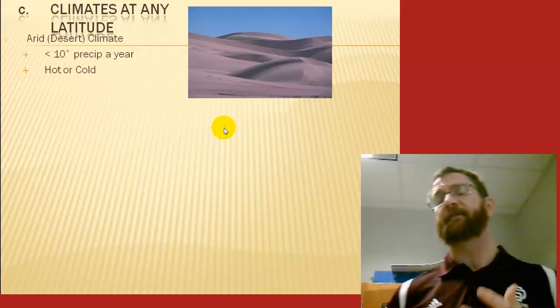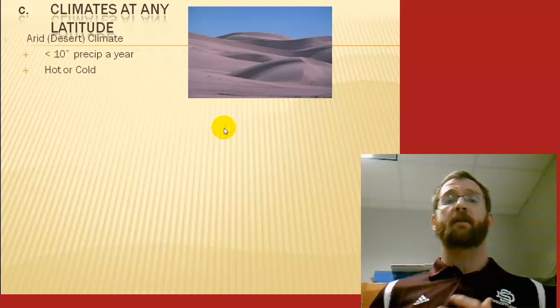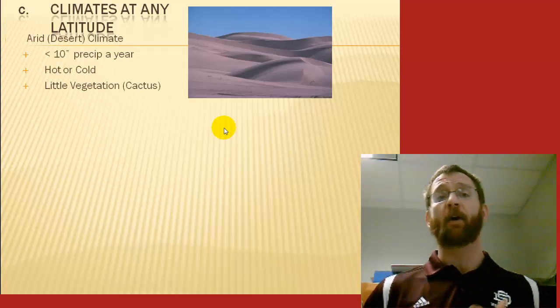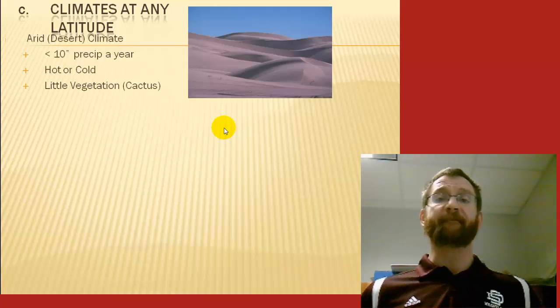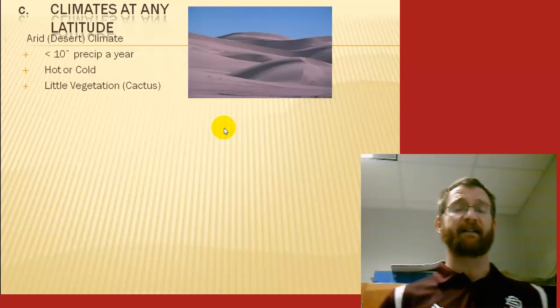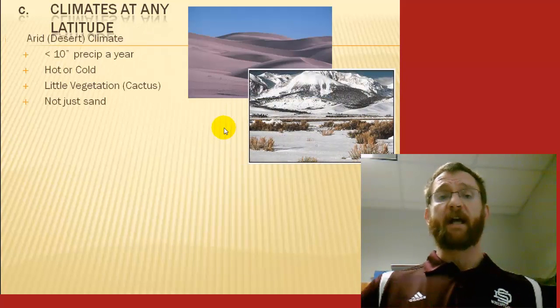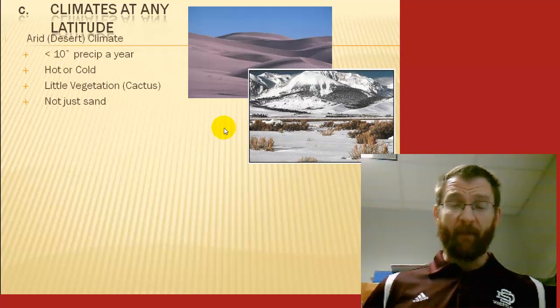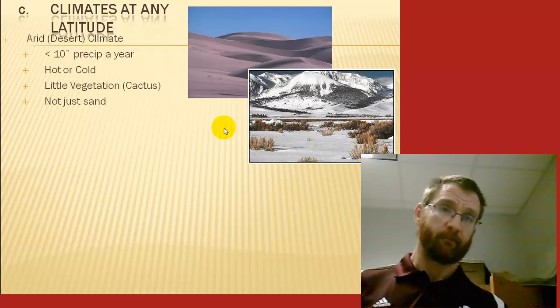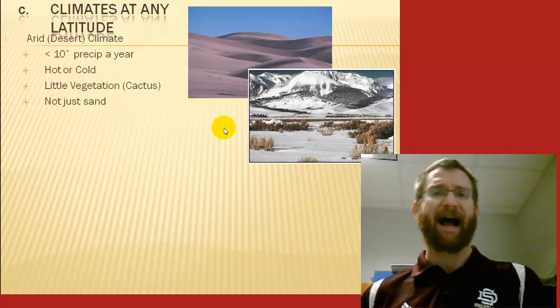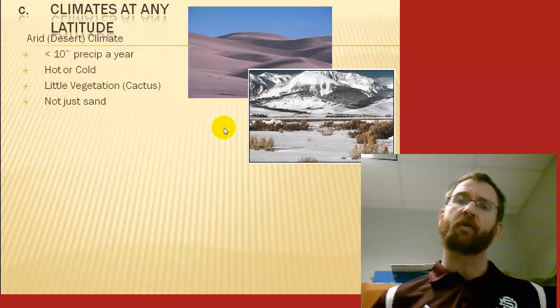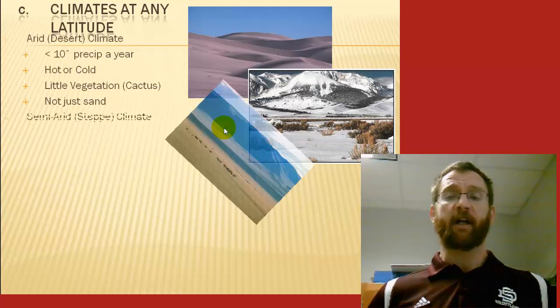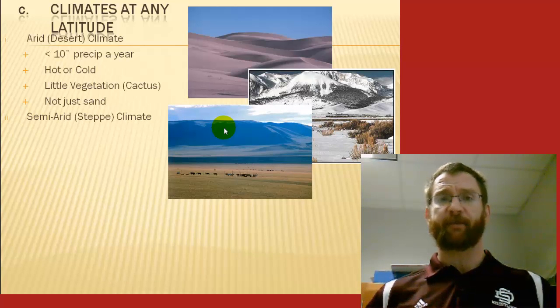Sometimes deserts can get very cold at night, like the Gobi or the Tamaulipan Desert in China can both get cold at night. They have very little vegetation. Cactus is an example of a vegetation that grows in those climates. And last but not least, it's not just sand. Again, some arid or desert climates exist and are dry. In fact, ice-capped climates are usually also considered desert climates because of the limited amount of precipitation they get a year.